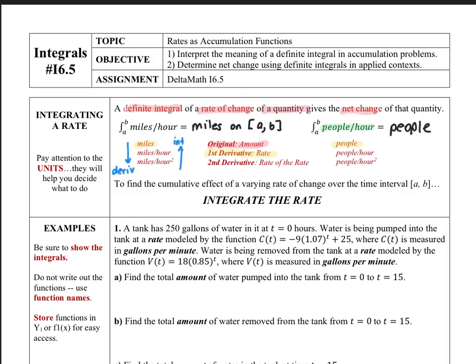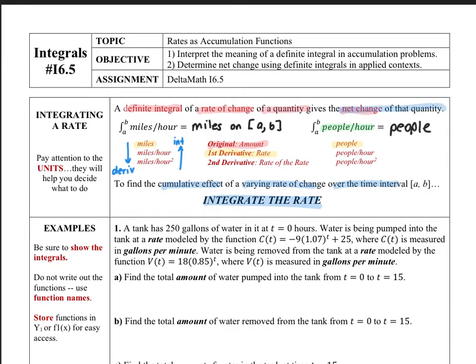If you're at a rate and you're asked for another rate, then you're just going to go forward in this list and you're going to do a derivative. So even though we're going to move away from these traditional motion type problems, you're still going to follow that same structure as far as their units go. If you want to find the cumulative effect of a varying rate of change over the time interval, what you're going to do is just integrate the rate, and that will give you the net change in that quantity.